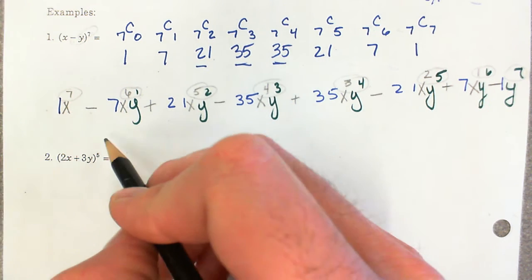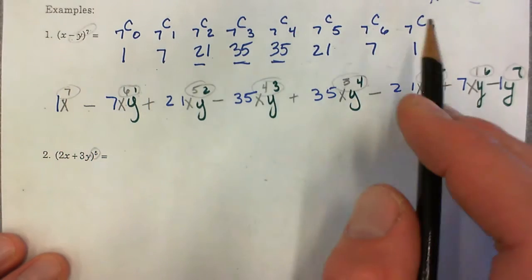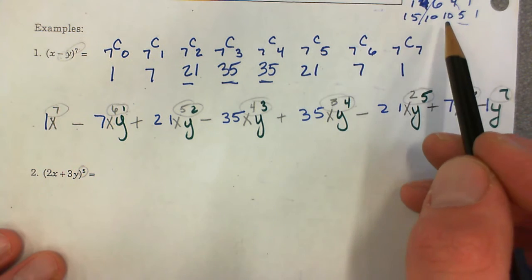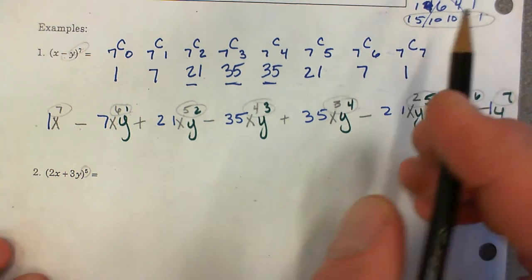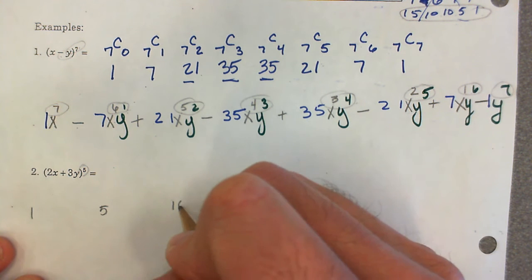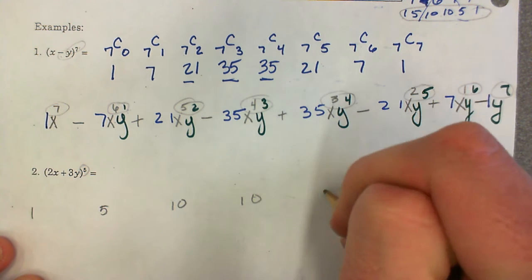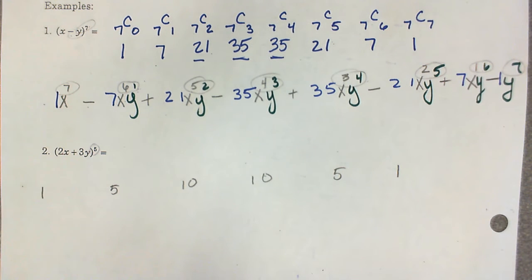Okay, on this one, we're going to do this one to the 5th power. So to do it to the 5th power, we're going to need the row from Pascal's triangle, which coincidentally I have here on my note sheet. 1, 5, 10, 10, 5, 1. So let's go ahead and list that out. 1, 5, 10, 10, 5, 1. Okay, so there's our coefficients.